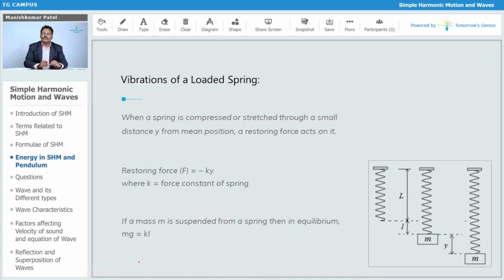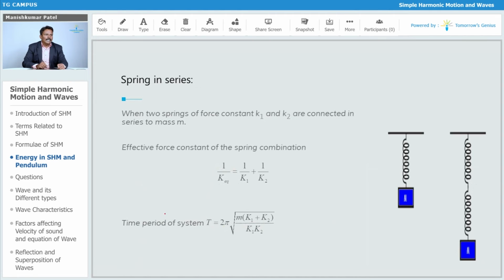So this is the vibration of a loaded spring. In that case, when the spring is either compressed or stretched through a very small distance from the mean position, a restoring force acts on it, F is equal to minus ky. If a mass is suspended from a spring, then at equilibrium you can write that mg is equal to kl.